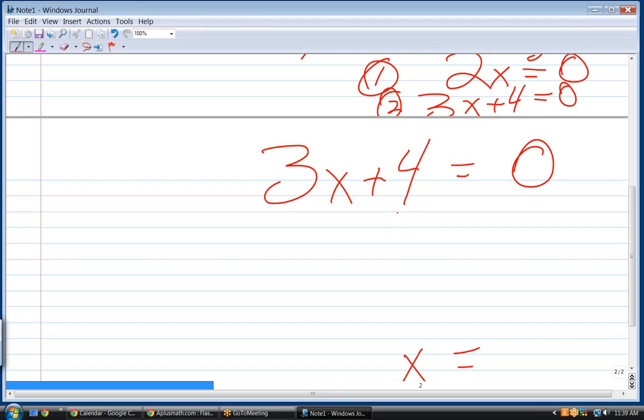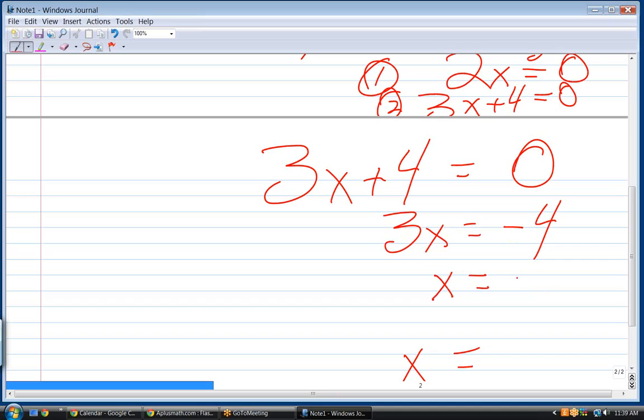Minus 4. Okay, so what's the next line? 3 times x equals minus 4. There you go. And the next line, now I'm going to divide both sides by 3.